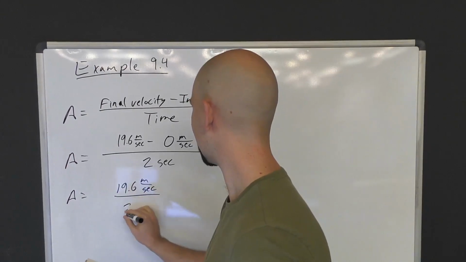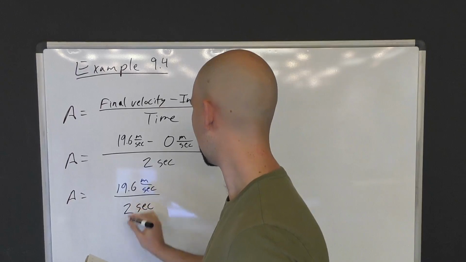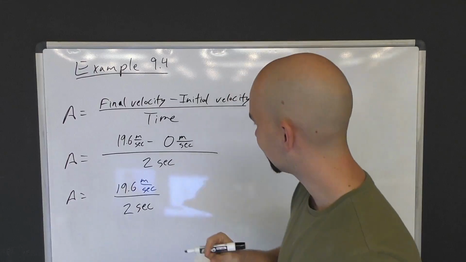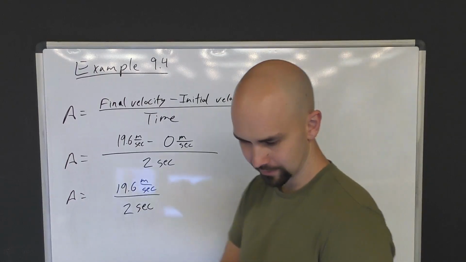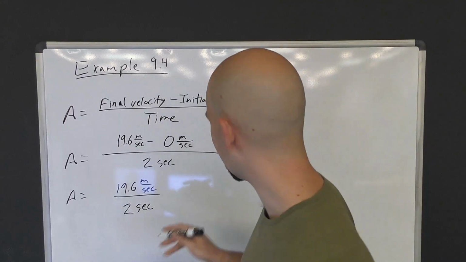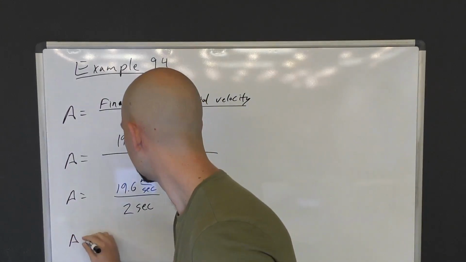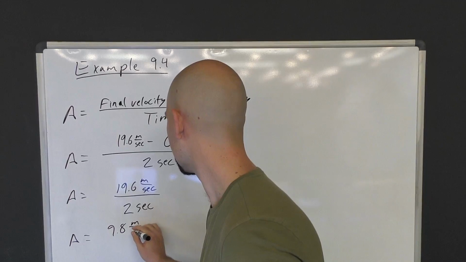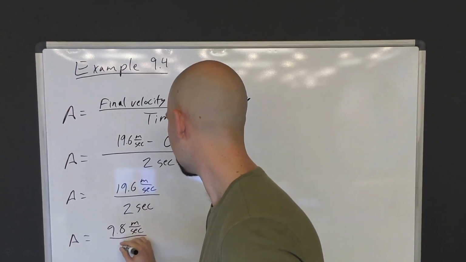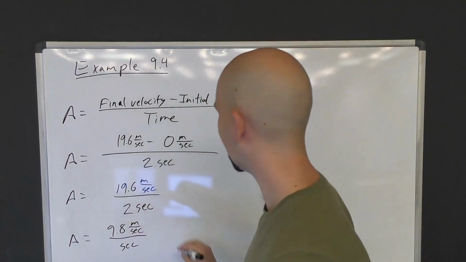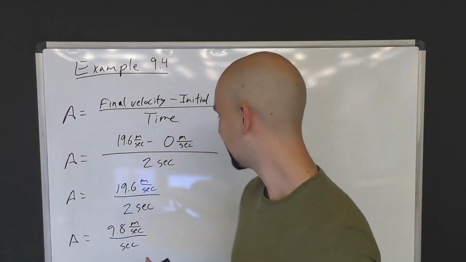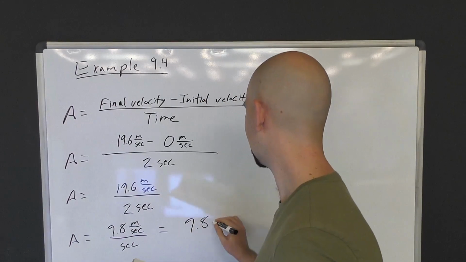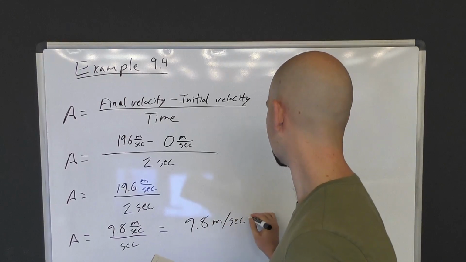And we're going to divide that by 2 seconds. All right, what's 19.6 divided by 2? The answer there is going to be 9.8. And we keep our units, meters per second divided by seconds. And as I demonstrated with the last problem, that's going to be meters per second squared. So 9.8 meters per second squared.